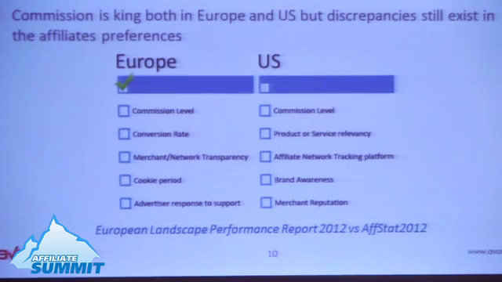Also the network transparency and the merchants' transparency. In certain countries, for example Germany, it's very important that they have all the data about the company that is contacting them, and that it's safe to work with that company. So if they ask you for, I don't know, financial indicators of the company, it's better that you provide them. Also, the cookie period is very important for the Europeans, but this is something that is also present in the US, maybe at a smaller scale. So there are similarities, but there are also discrepancies, and you should expect this when dealing with the affiliates from the European space.